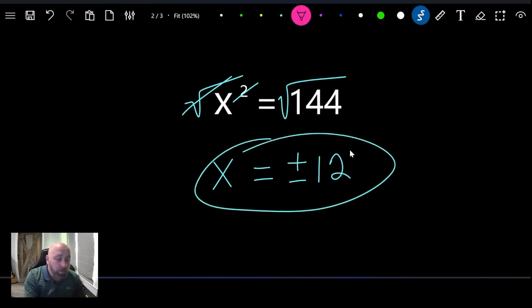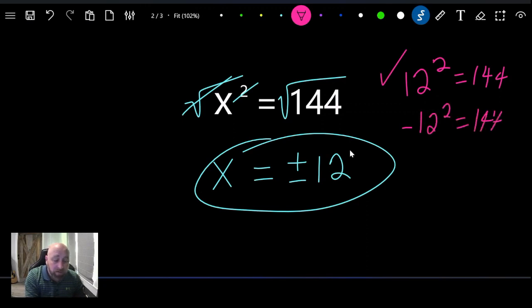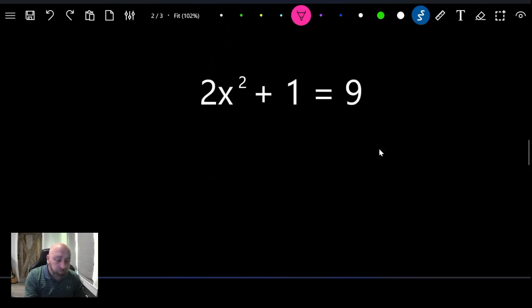Now what we can do is plug that back in. So we would say 12 squared equals 144. Negative 12 squared equals 144 as well. That is also true. So both of these work. We've checked our solution. Don't forget to make sure that you always include that sign with these pure quadratics. All right, let's do the next one.